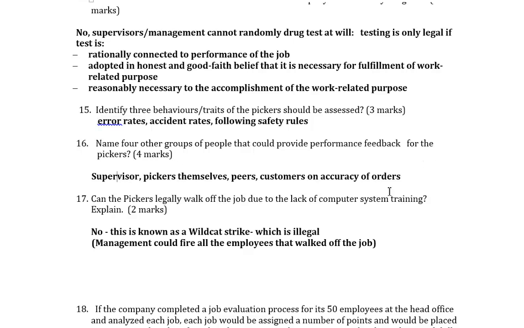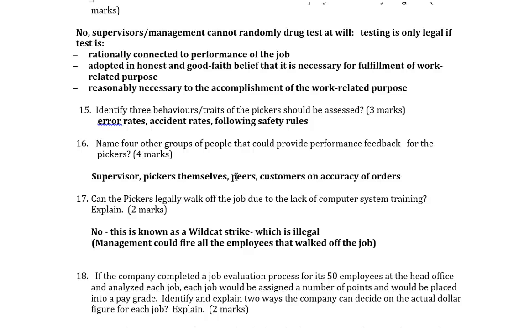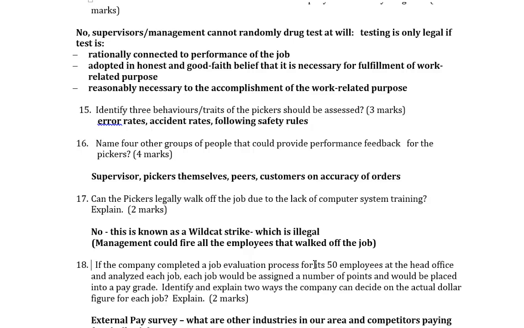4 other groups of people could provide performance feedback for the pickers. It could be a supervisor. It could be the pickers themselves, self-assessment, right? It could also be your peers, people who work with you at the same level, and even the customers on the accuracy of the orders. So are customers happy with the order that they're getting? Not in terms of quality, but is it the correct order? That's what the picker's responsible for. They're responsible for giving you the correct order.